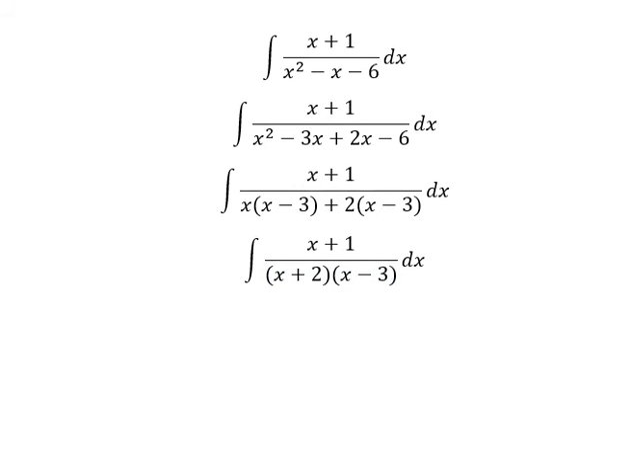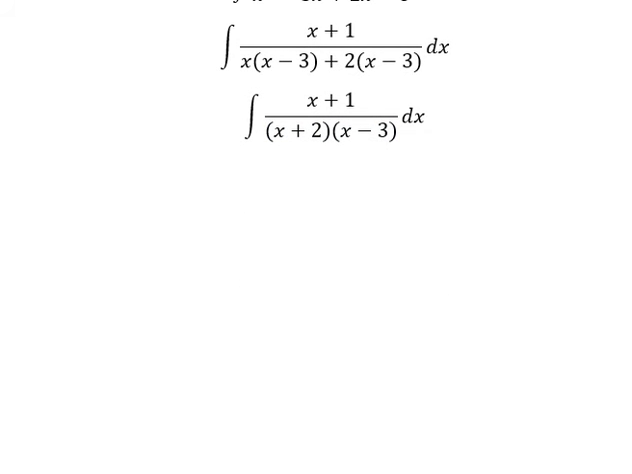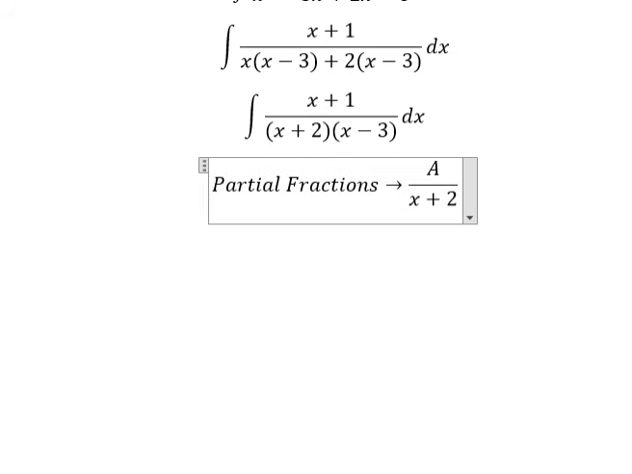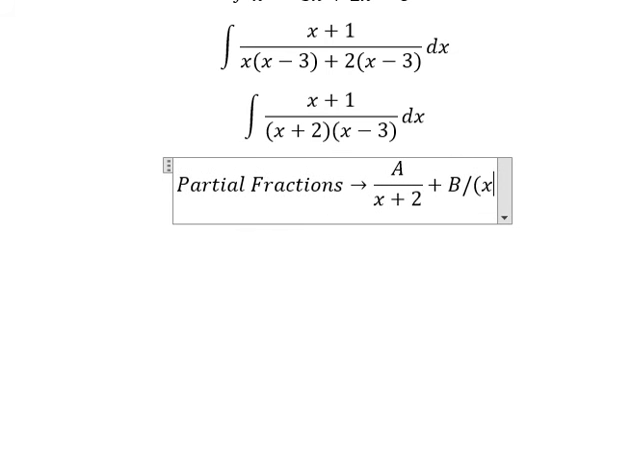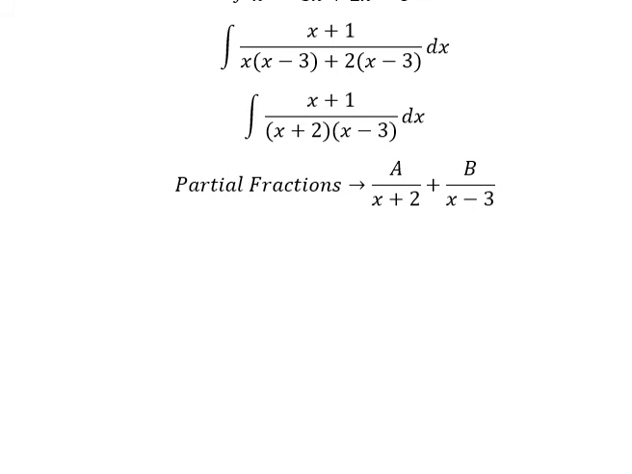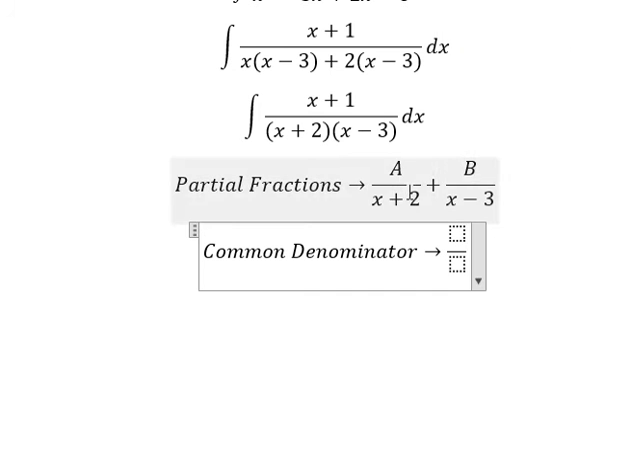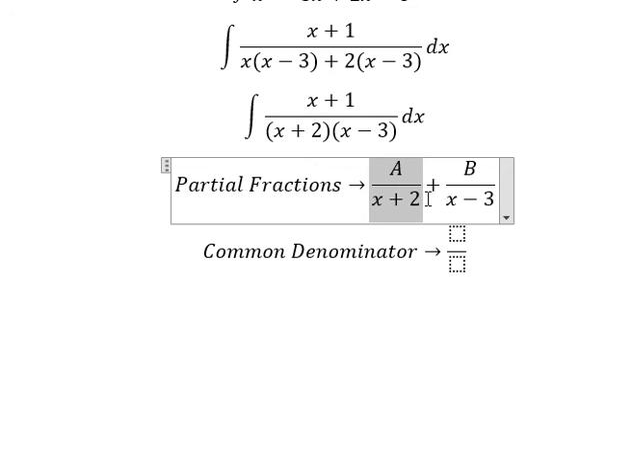Next, we need to use partial fractions. So I will put A over x plus number 2 and B over x minus number 3. Next, we do common denominator. So this one, it is missing x minus number 3.